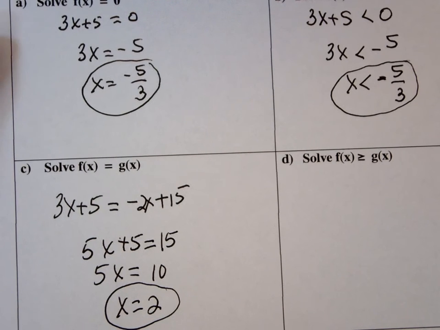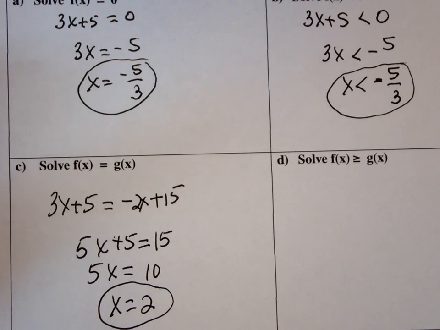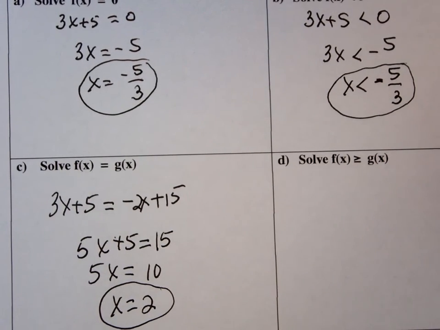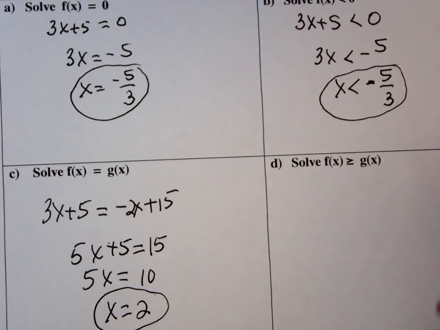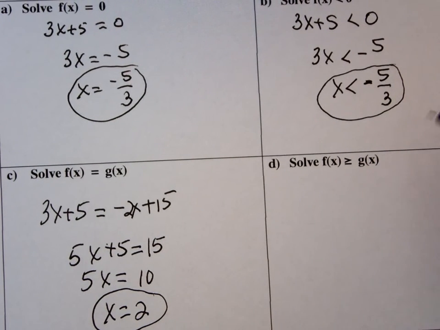Now they didn't ask me for the coordinate point, they just said, where does f of x equal g of x? And then we're going to go to the graph and relate each one of those to the graph.